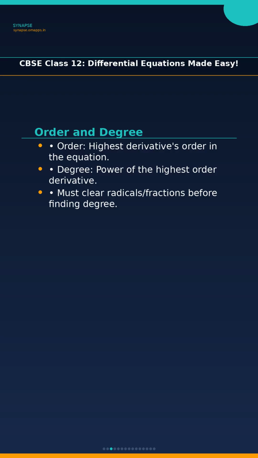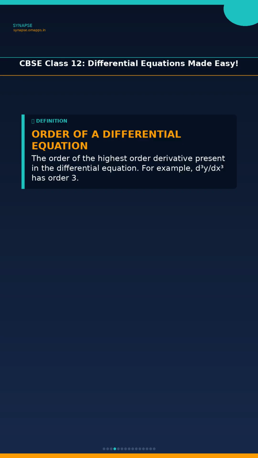Alright, let's talk about the order and degree of a differential equation. The order is simply the highest derivative you see in the equation. And the degree? That's the power of that highest derivative, but only after you've cleared any messy stuff like square roots or fractions. Okay, let's define this formally. The order of a differential equation is the order of the highest derivative present. Simple as that. If you see d squared y by dx squared, that's a second order differential equation.